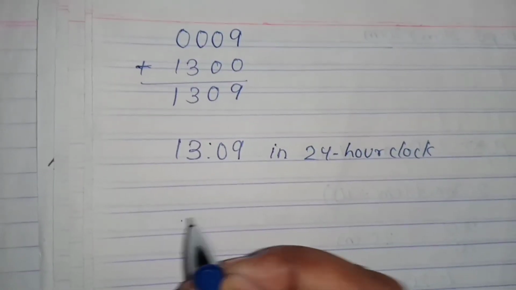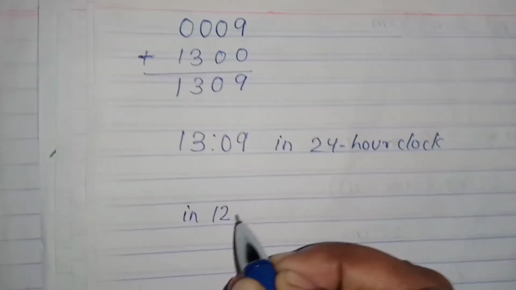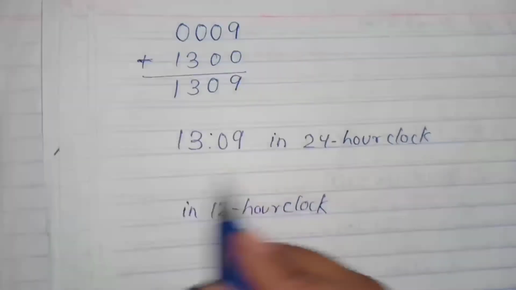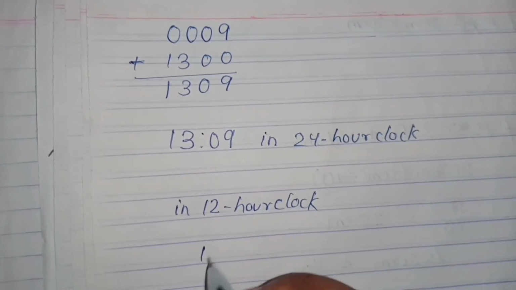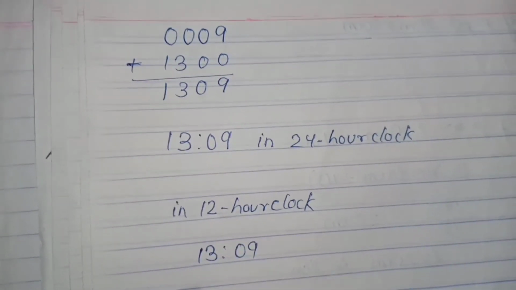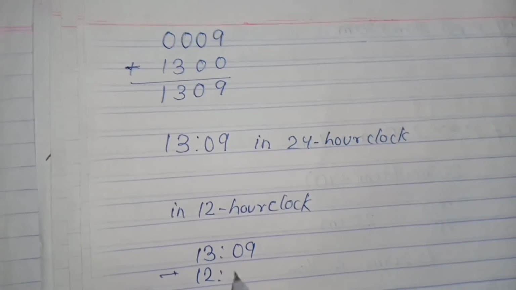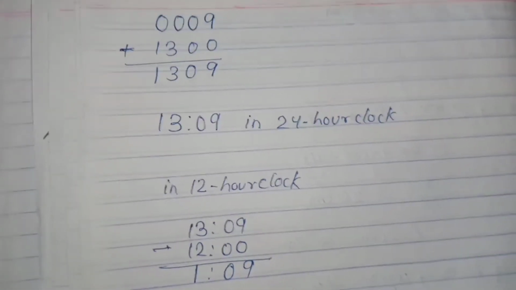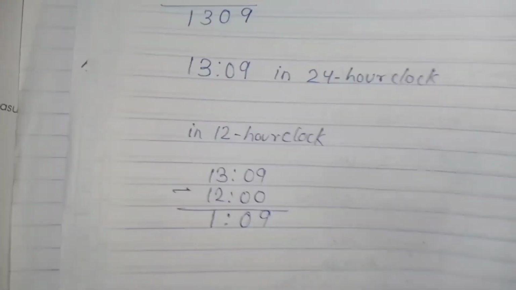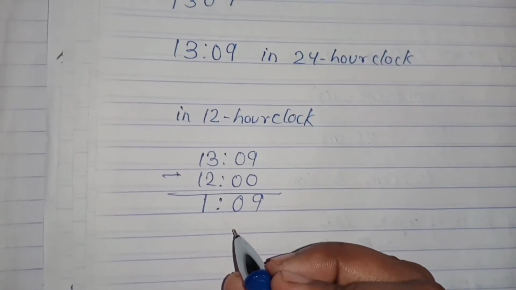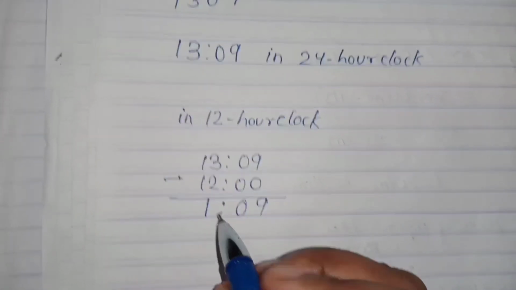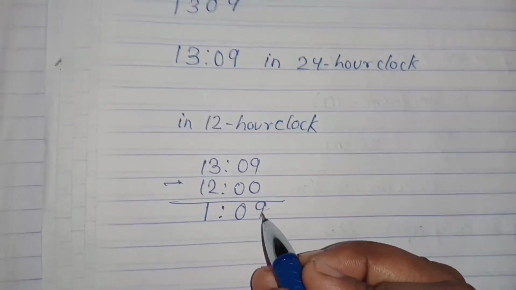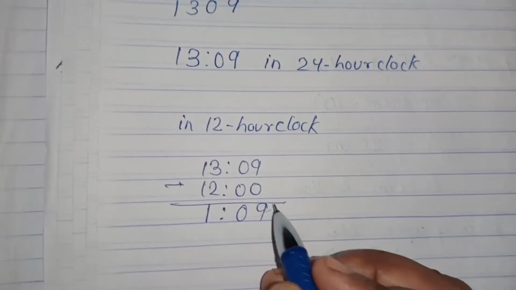Now in 12-hour clock, we have to convert this 24-hour clock to 12-hour clock. What will we do? From 13, we will subtract 12. 3 minus 2 is 1. So at what time will it reach in 12-hour clock? At 1 hour. This is 1, and this is 9. This one is for hour, this one is for minute.